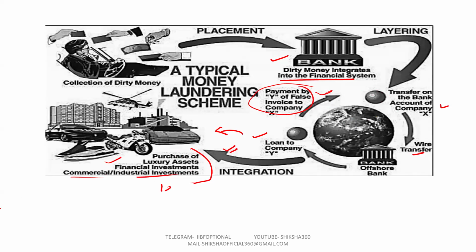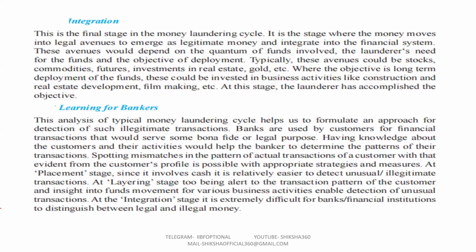That is a typical money laundering scheme. The last one is integration. This is the final stage in the money laundering cycle. It is the stage where the money moves into legal avenues to emerge as legitimate money and integrate into the financial system. These avenues would depend upon the quantum of the funds involved.